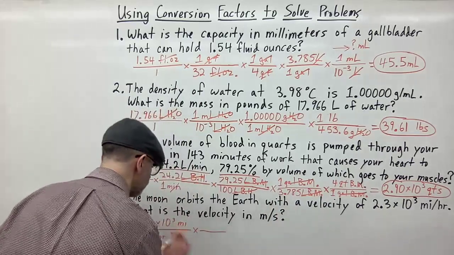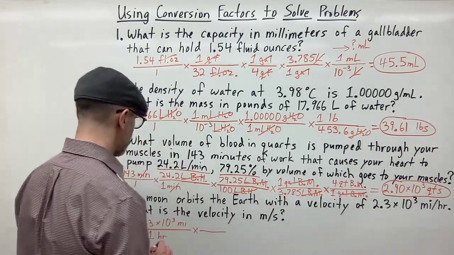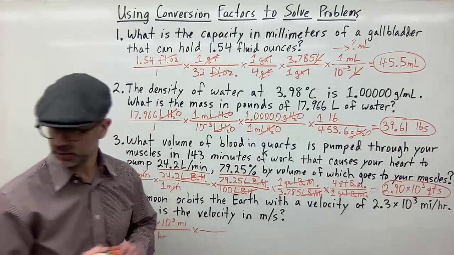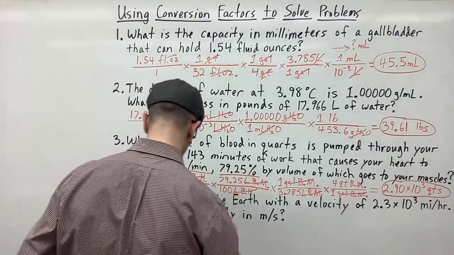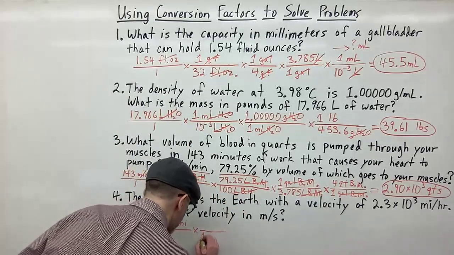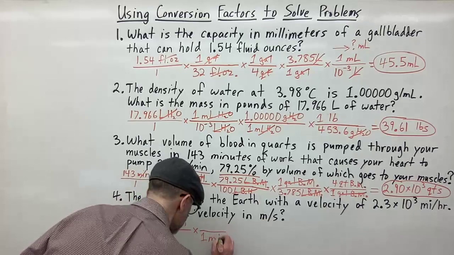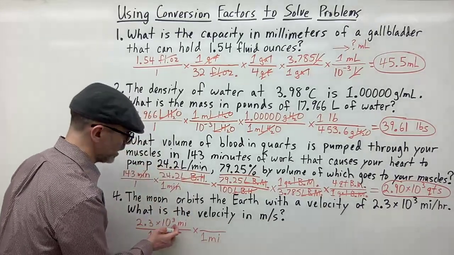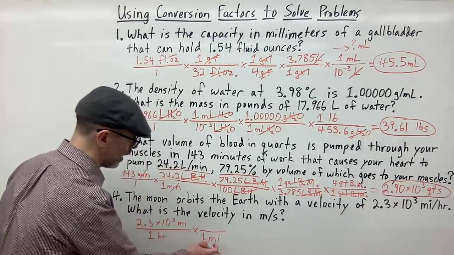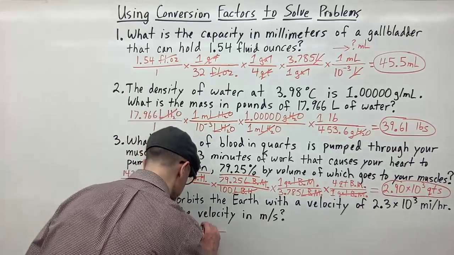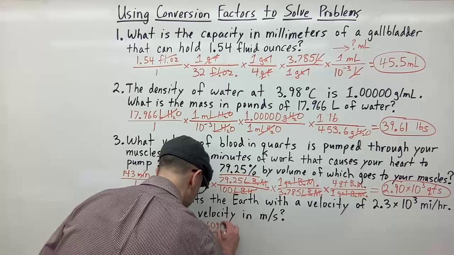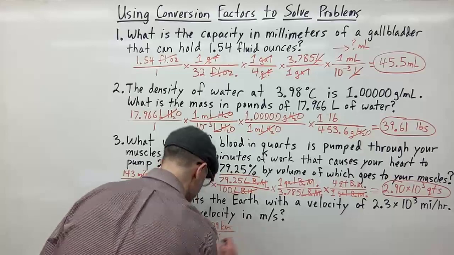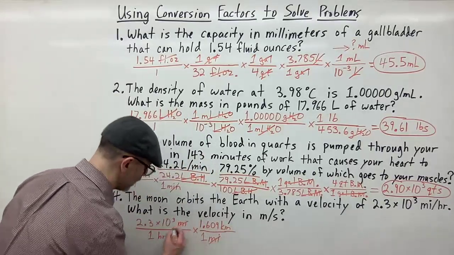So I'm going to convert miles to kilometers. For that, it's going to be 1.609 kilometers. So 1 mile is on the bottom. Since I have miles on here, I want miles to cancel out. So I'm going to put miles on the bottom to cancel out miles. And I'm going to put 1.609 kilometers on top. So miles cancels out.